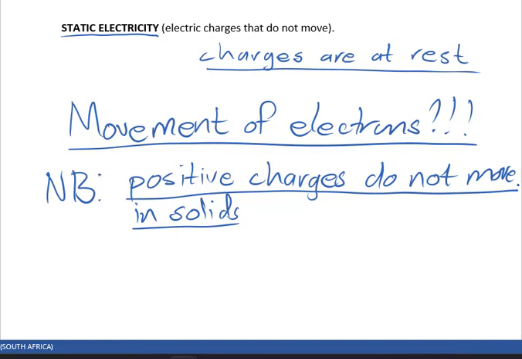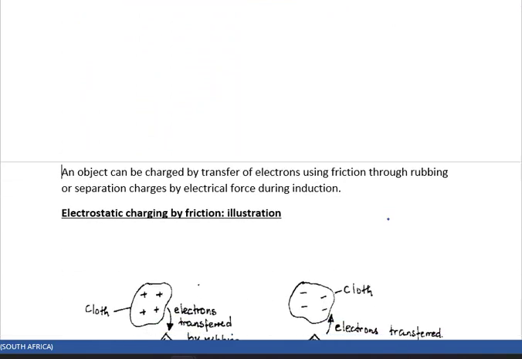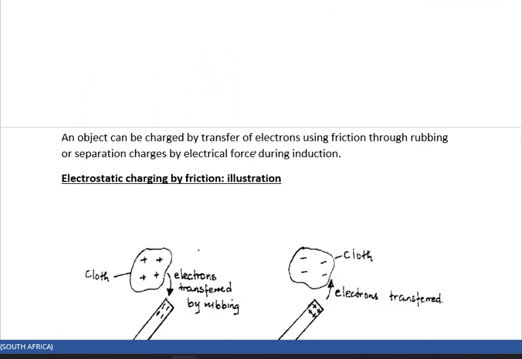If you are to explain how an object became charged, you are only going to be talking about the movement of electrons. So let's now look at ways of charging. An object can be charged by transfer of electrons. See, it's always electrons, using friction through rubbing or separation of charges by electrical force during induction. So let's start by rubbing, which is friction.